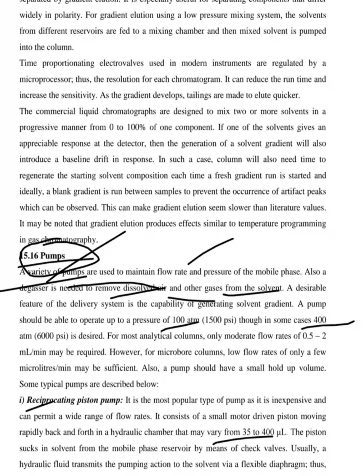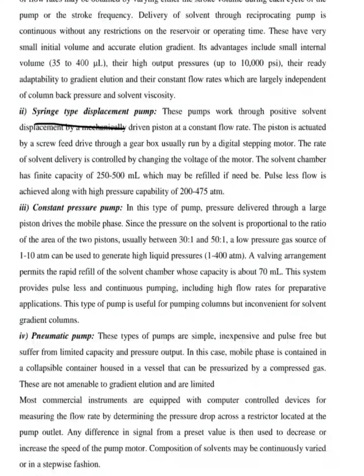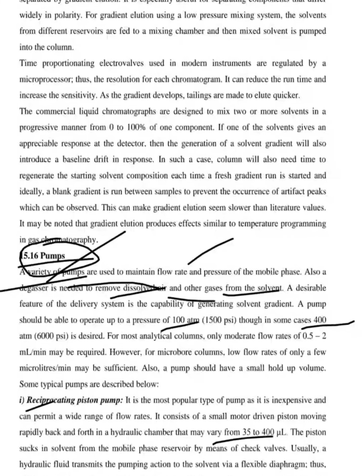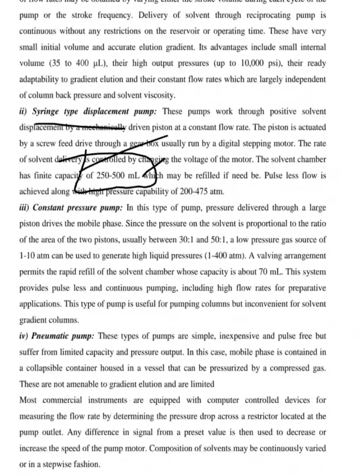And the second type is the syringe type displacement pump. In this, a capacity of around 250 to 500 ml can be pumped to the column. So it has more capacity compared to the previous one, which is 35 to 400 microliters. It can also give a high pressure capability of 200 to 475 atmospheres.